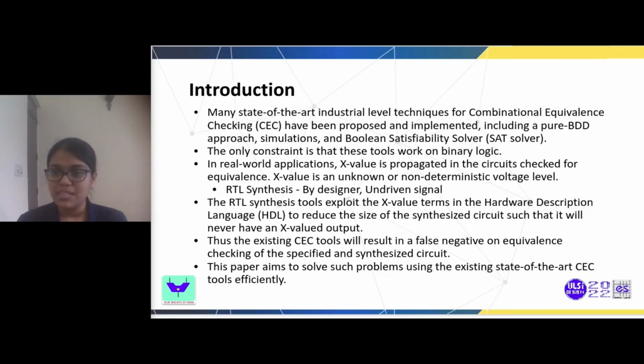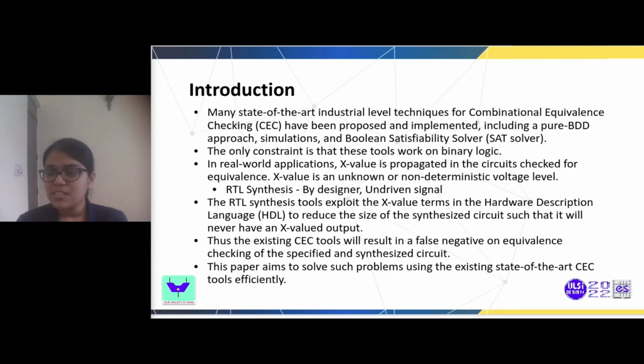First, the X value is specified in the RTL code by the designer, for example, the default condition in a case statement or don't care conditions, or if the X value is due to an undriven signal. In these situations, the X value will propagate through the circuit and may result in an X valued output.